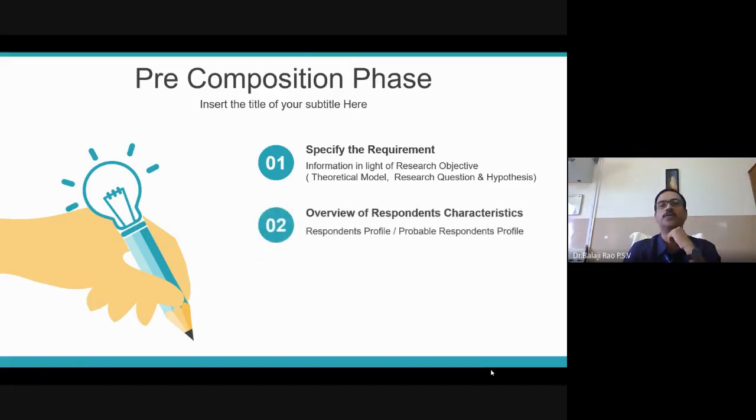The other important thing is an overview of respondents' characteristics. A questionnaire is an instrument that has to be tuned according to the profile of the respondents. For example, we want to know consumer behavior with respect to a product like ice creams or chocolates. In such a case, our respondents' profile matters a lot in designing a questionnaire. For an age group up to 10 years, you should design the questionnaire in such a way that you put in cartoons and icons that create more interest among the children.